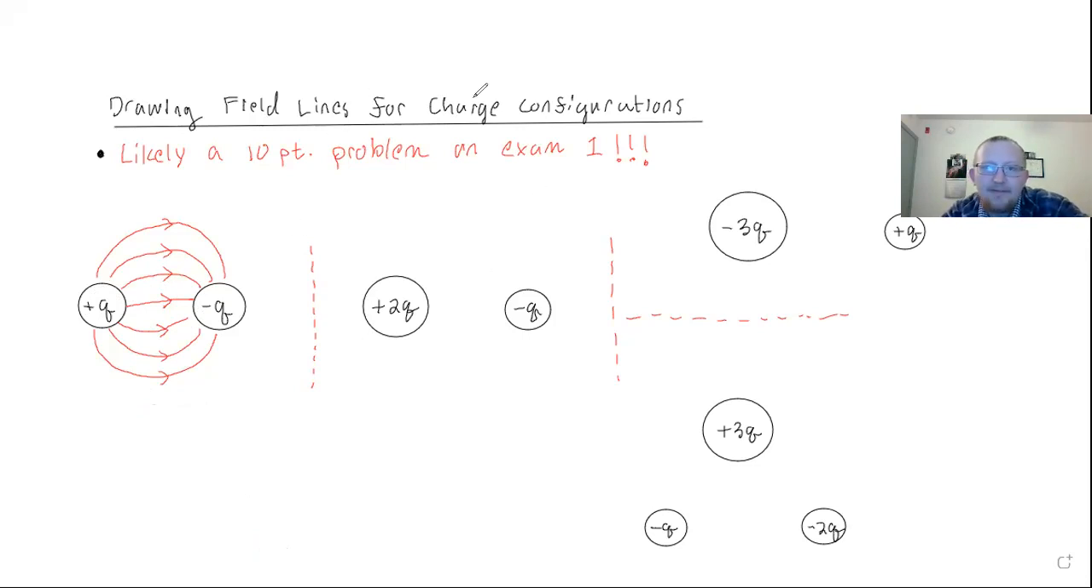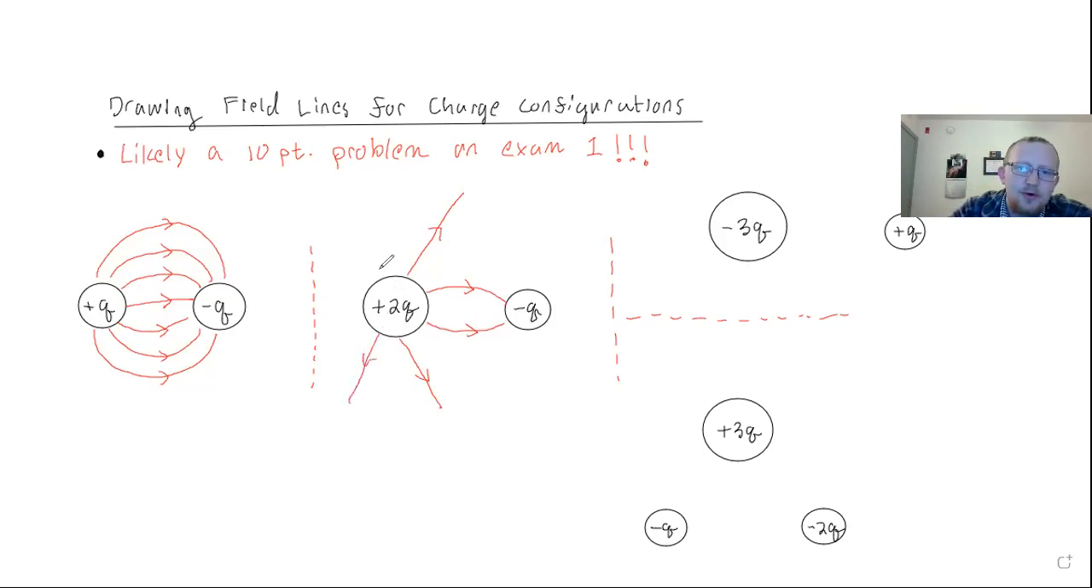All right, moving on. Now I have a plus 2Q charge and a minus Q charge. And for this, the rule is for every 2 lines that leave plus 2Q, one of them must terminate at minus Q. So this is one proper configuration, or one proper way to draw the field lines. Here's another one. Now I have 4 lines emanating from plus 2Q, and 2 of those terminate at minus Q. So in other words, our ratio is 2 to 1. For every 2 field lines that leave plus 2Q, one of them must terminate at minus Q.